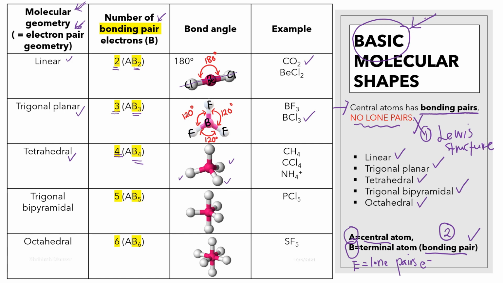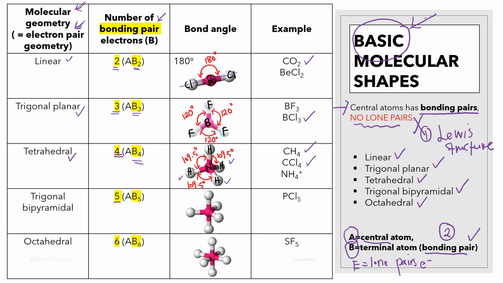So for example, kita ambil NH4+. Okay, so di sini awak akan nampak nitrogen central atom is surrounded by 4 bonding pairs. Okay, so bila ada 4 bonding pairs, maka you have to draw geometrinya adalah tetrahedral. And the bond angle between bonding adalah sebanyak 109.5 degree. Okay, setiap satu bond angle adalah 109.5 degree. So the other examples untuk tetrahedral will be CH4 and CCl4.